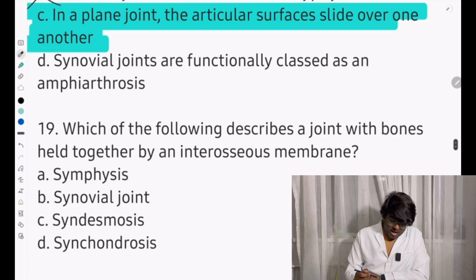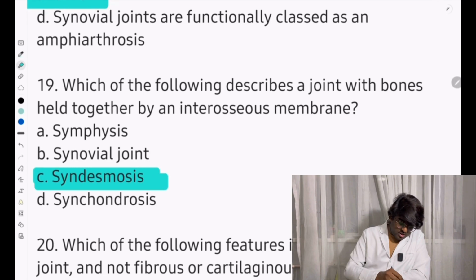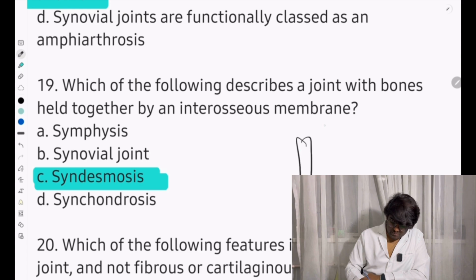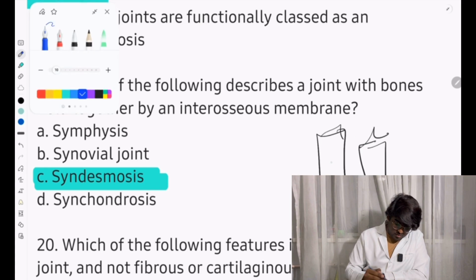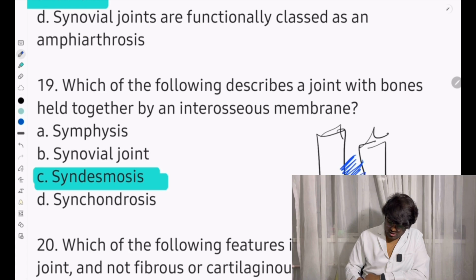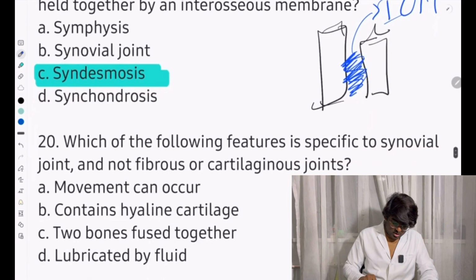Question 19. Which of the following describes a joint with the bones held together by interosseous membrane? I have already told you about that. Syndesmosis, right? Suppose this is a tibia and this is fibula, and they will have some structures binding each other, known as interosseous membrane. They will be binding and holding this tibia and fibula equally.